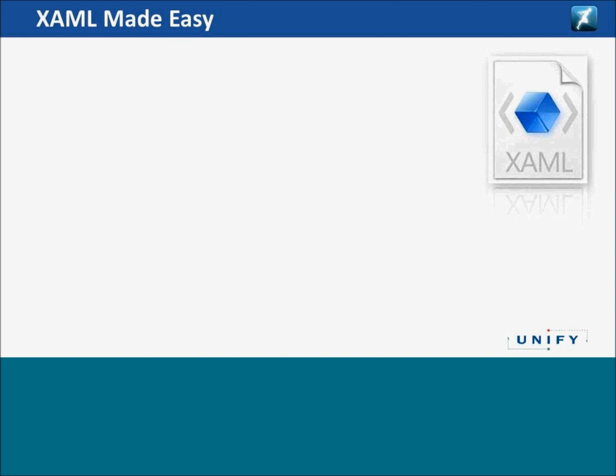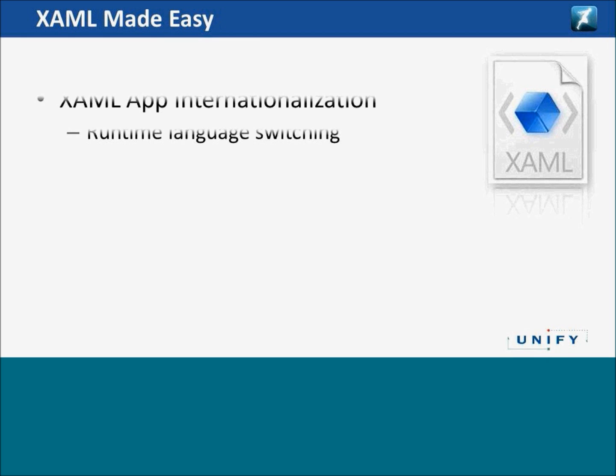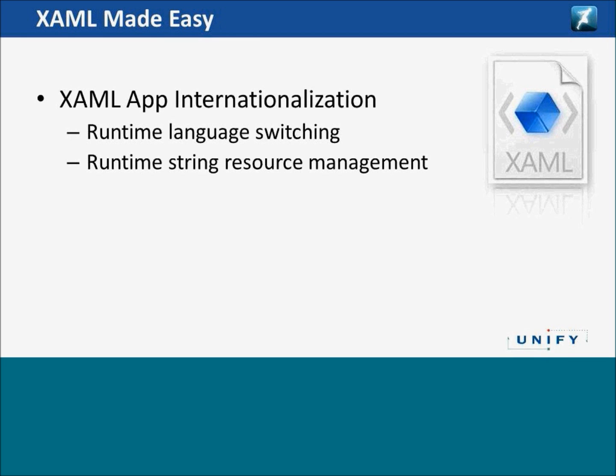XAML made easy. We introduced some XAML capabilities in TD 6.0, but they were rather complicated in that you had to know every detail about XAML and handle those on your own. What we now provide is XAML app internationalization with runtime language switching. So basically at runtime you can say, now I want to have this application in Spanish, changing from English, for example. What you need to do is provide the string resources, and then in the application you can tell the system to use different language resources.